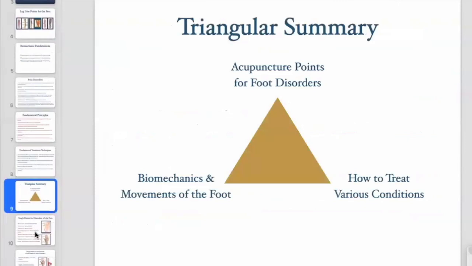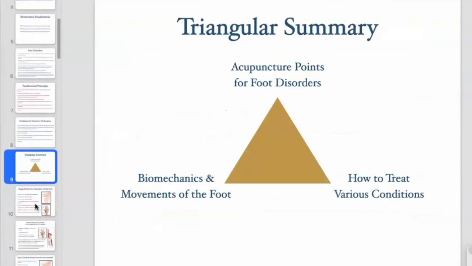We're going to start talking about the acupuncture points now. I've briefly mentioned biomechanics and movement and how that's important, and we're going to be discussing some of the details of how to treat these various conditions, okay?